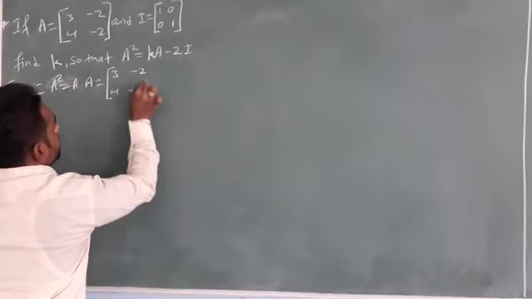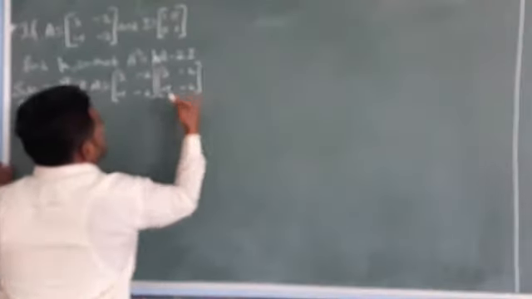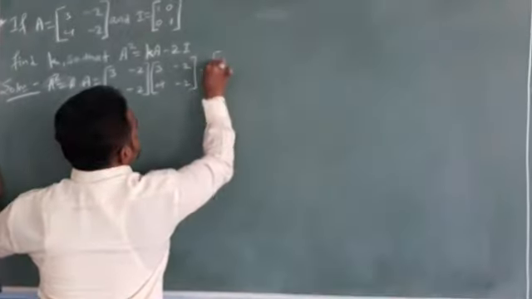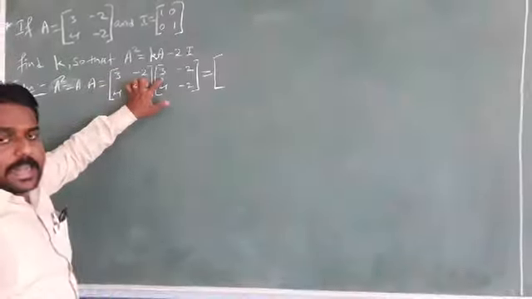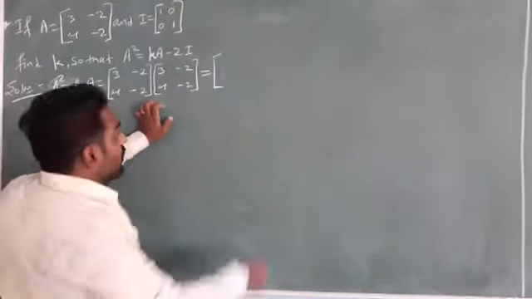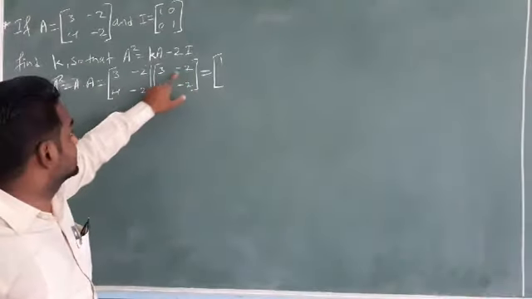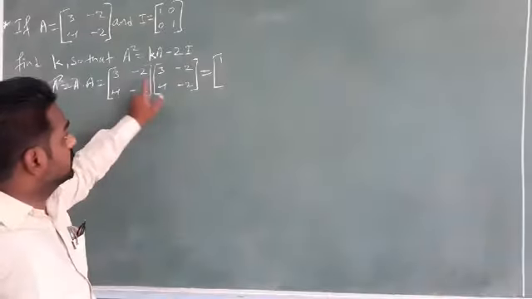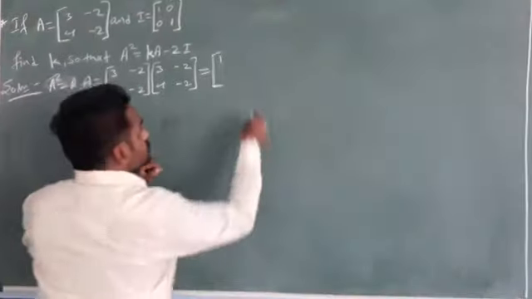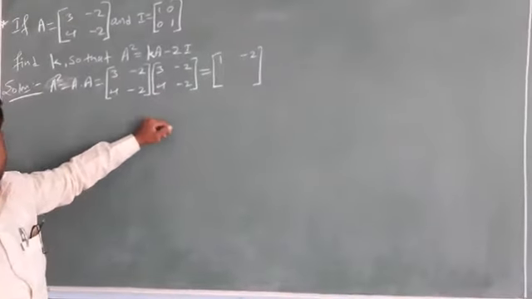So 2 by 2 matrix, 3, minus 2, 4, minus 2, times 3, minus 2, 4, minus 2. So what is the answer here, students? 3 into 3, 9, minus 2 into 4, 8, 9 minus 8, that is 1. 3 into minus 2, minus 6, minus 2 into minus 2, plus 4, minus 6 plus 4, you will get minus 2. Next, 4 into 3, 12, minus 2 into 4, 8, 12 minus 8, that is 4.